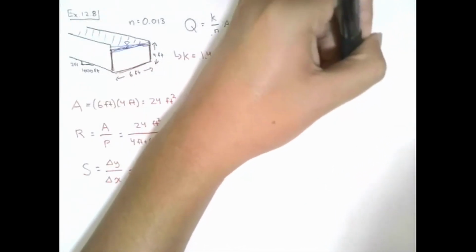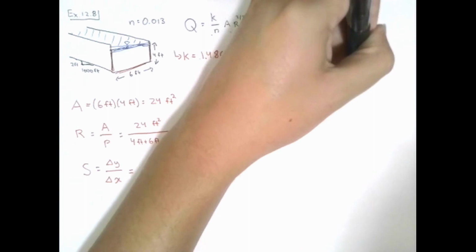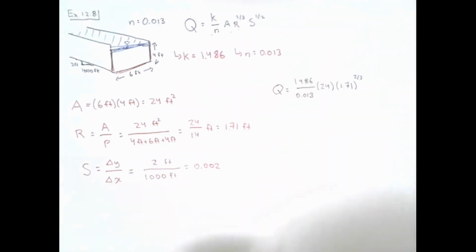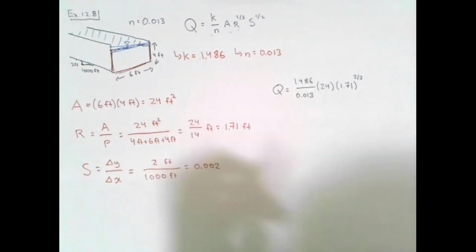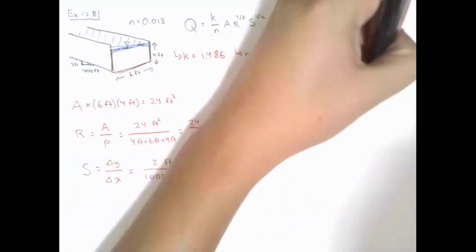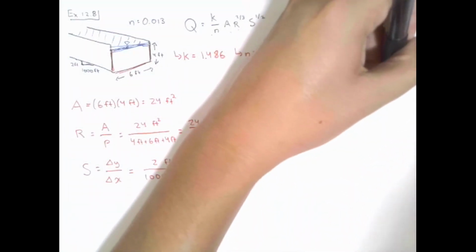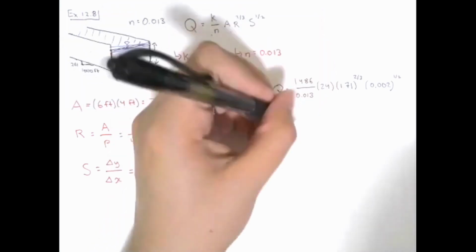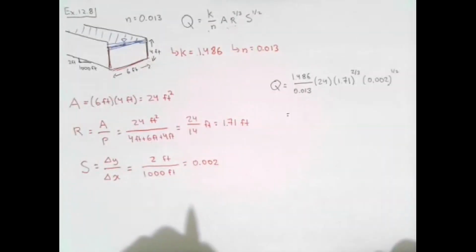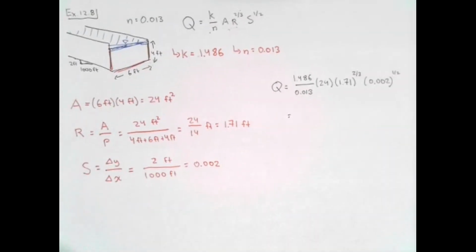If you have a calculator, don't round until the very end. I'm rounding now because I wanted it to look clean on the video. Times the square root of the slope, which would be the square root of 0.002. We plug those numbers into our calculator. What does our flow rate end up being?